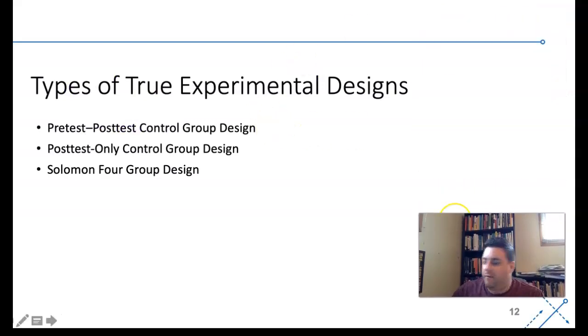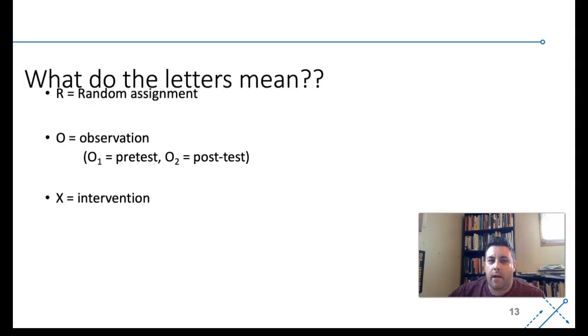So let's talk about a couple of different types of true experiments. There's pre-test, post-test control group designs, post-test only control group designs, and then a Solomon 4 group.